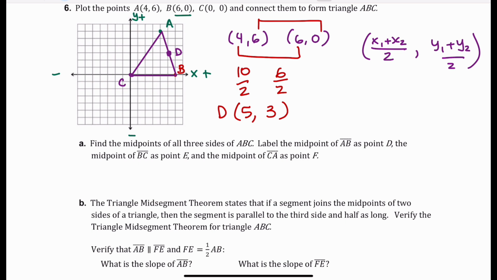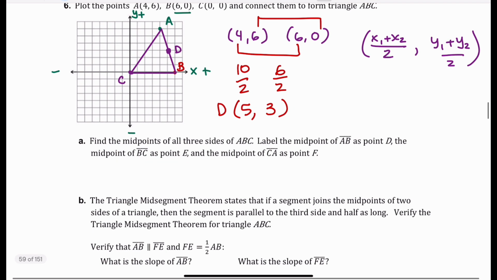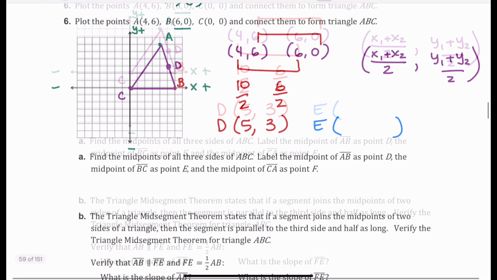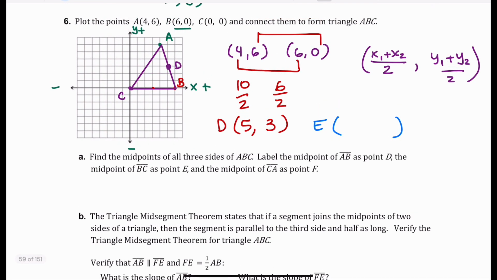Okay, so for the next one, the midpoint of BC, we're going to find it and call it E. You can eyeball it, or you can add the x's. We're going between B and C, so we're looking at these 2 points. Add the x's. 6 plus 0 is 6, divided by 2 is 3. 0 plus 0 divided by 2 is 0. And that gives us the point (3, 0) as our E.